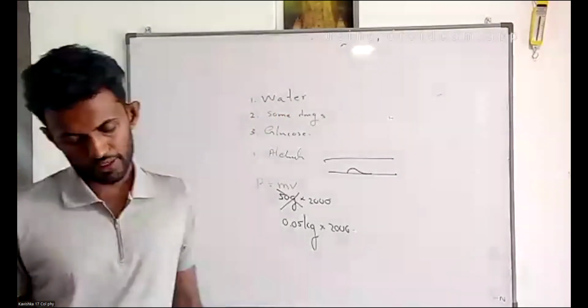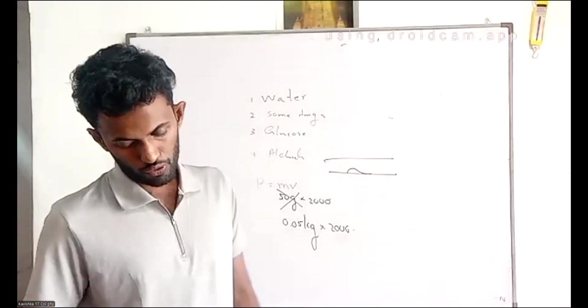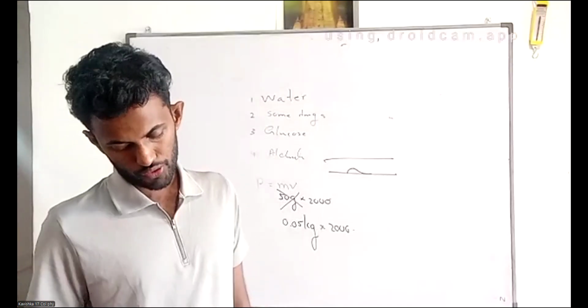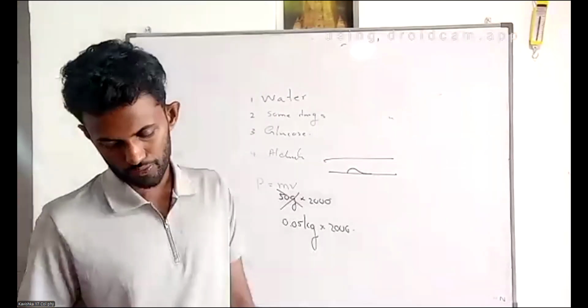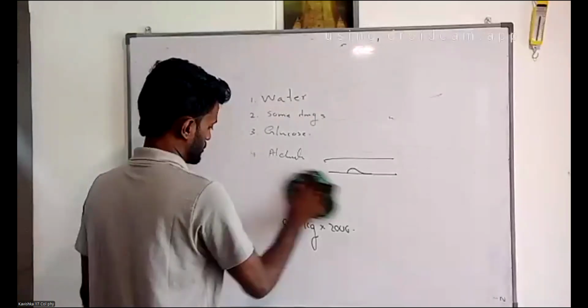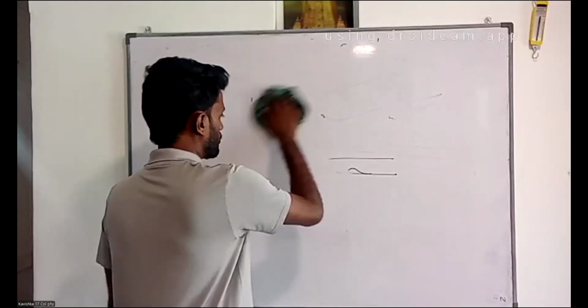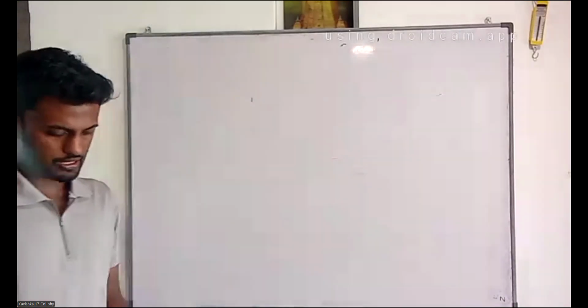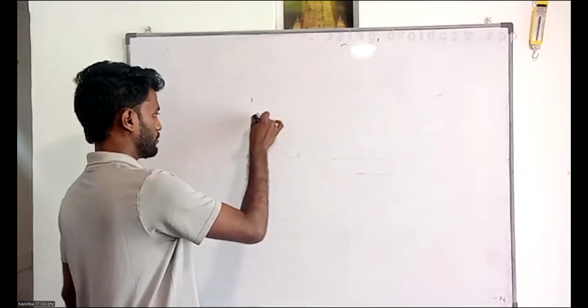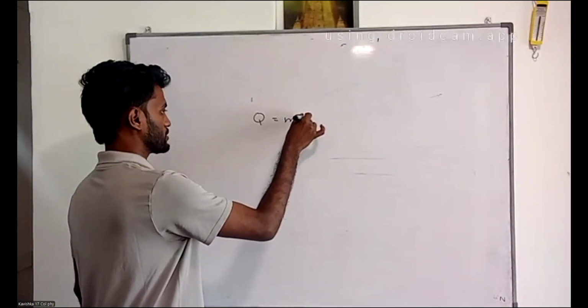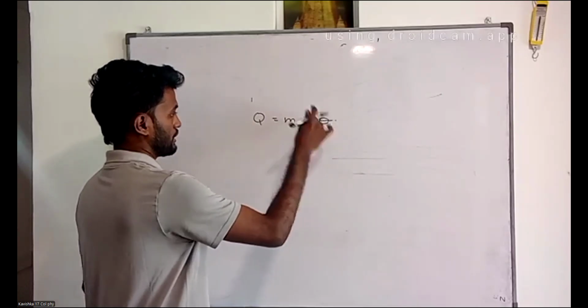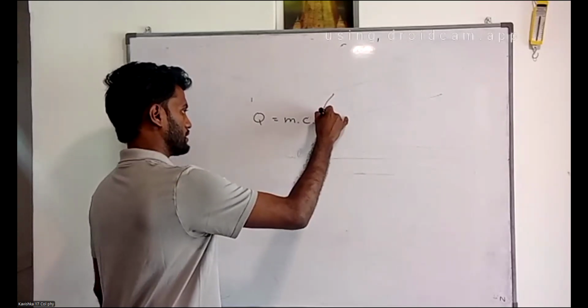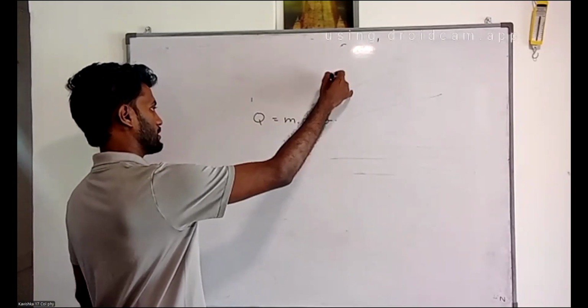Then 30th one, 420 joule amount of heat supplied to 100 grams of water. But the equation, I think you know now, heat, again, Q equals MC theta. Theta is what? Theta is what?